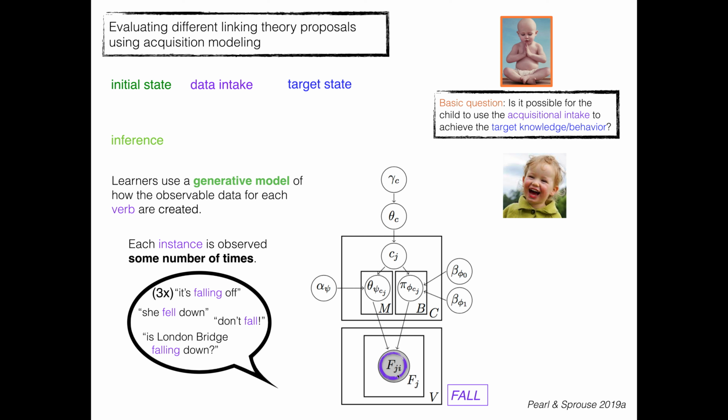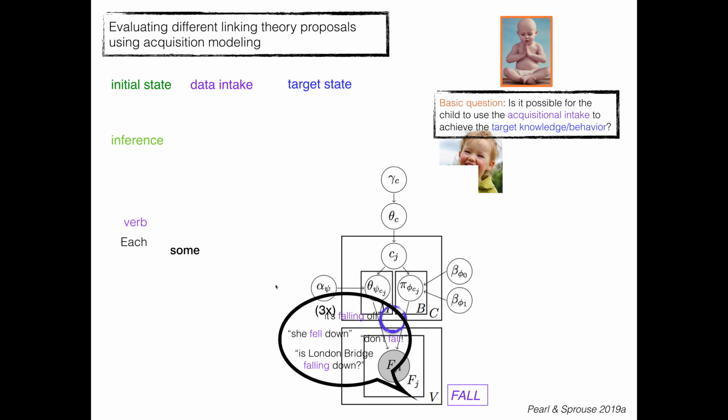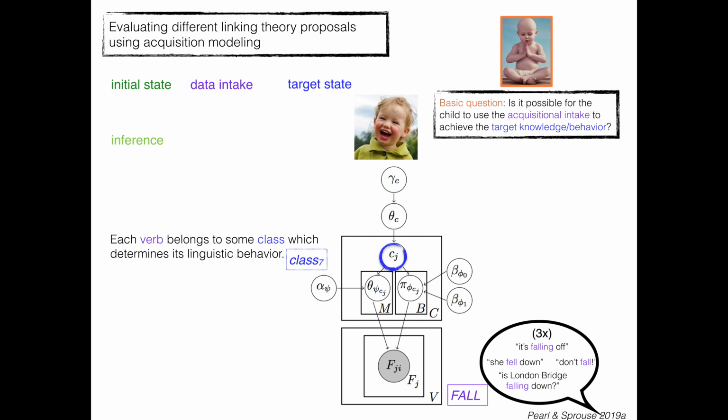That's the observable data that we have. And so based on that observable data, the child is going to figure out that each verb belongs to some class, which determines its linguistic behavior in that observable data, right? So that's your objective as a kid, to infer the verb class, which is represented up here.